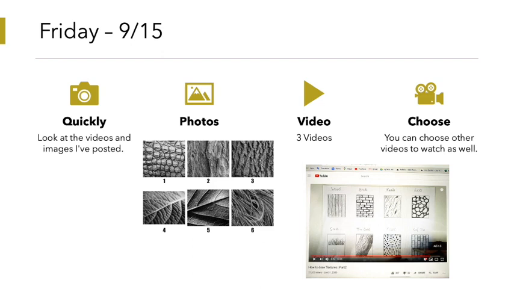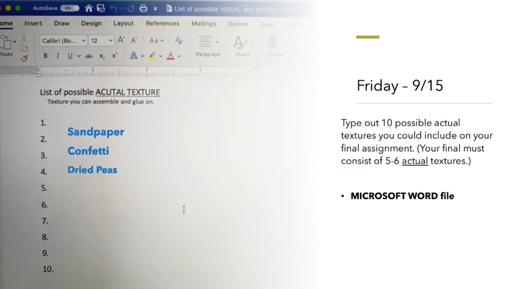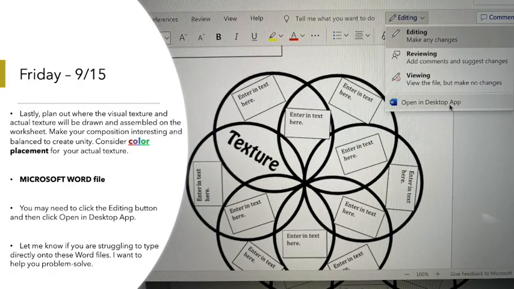On Friday, I asked you to quickly look over the videos and the images I posted. Then I asked you to type out 10 ideas for drawing visual texture with graphite pencil and 10 ideas for assembling and gluing on actual texture. The third and last thing you were asked to accomplish on Friday was to pick out 5 to 6 choices off your lists for visual and actual texture.